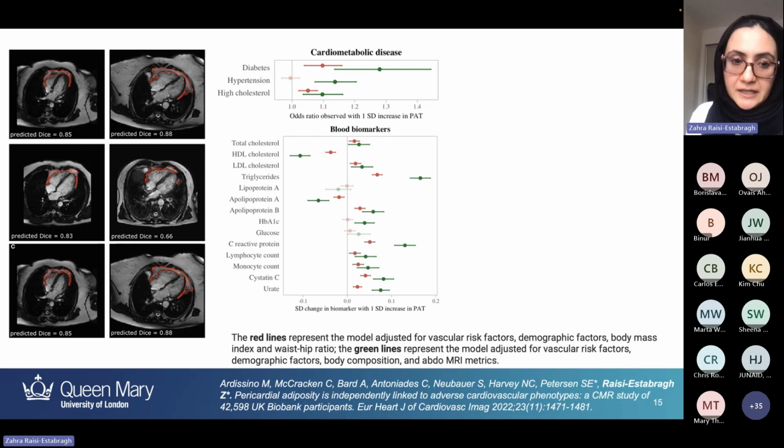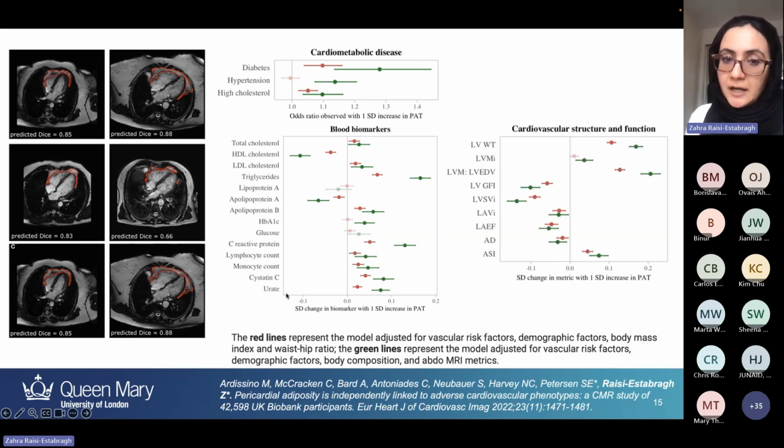We also looked at the relationship between pericardial adipose tissue and blood biomarkers, and here we found that greater pericardial adiposity was linked to an adverse serum lipid profile, poorer glycemic control, and higher levels of systemic markers of inflammation, such as higher levels of C-reactive protein and lymphocyte count, and also higher levels of pericardial fat was linked to higher levels of markers that have previously been linked to cardiovascular risk, such as cystatin C and urate.